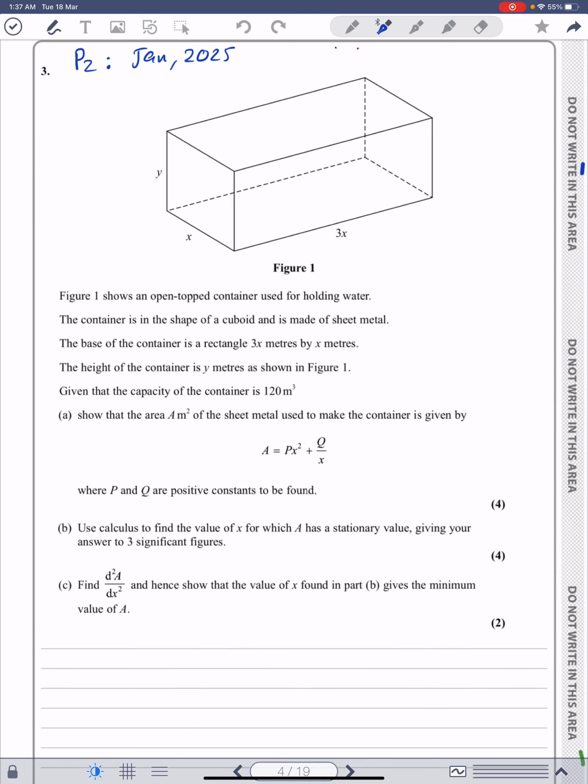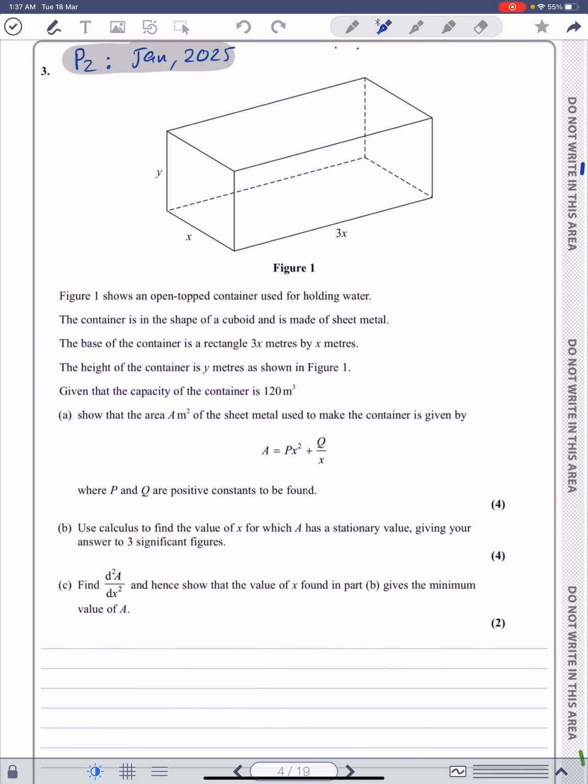This is Mr. Ziad with you, continuing crystallizing Pure 2 skills by solving the paper Pure 2, January 2025. And we just finished the first two questions, continuing with question 3.